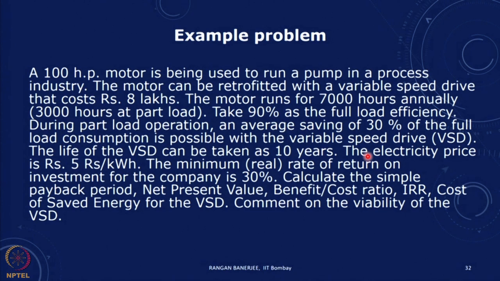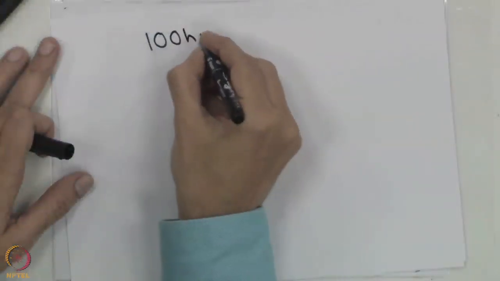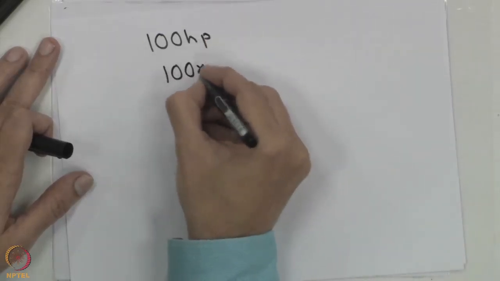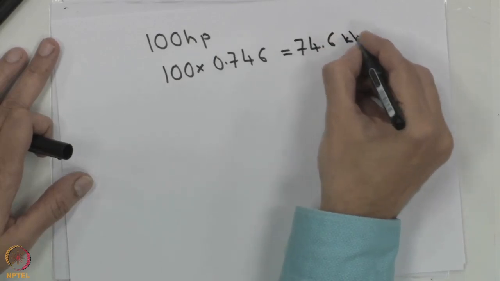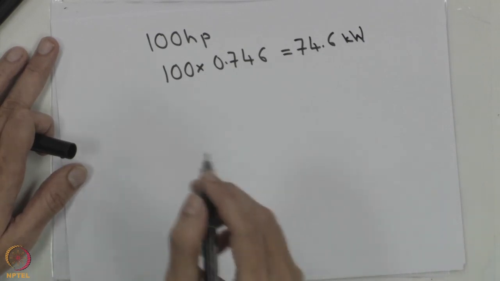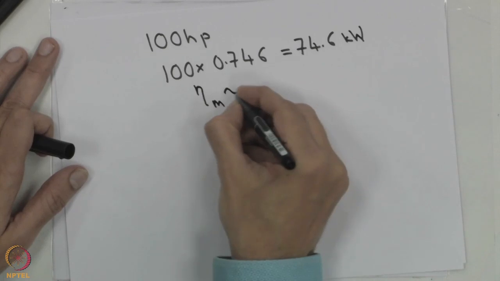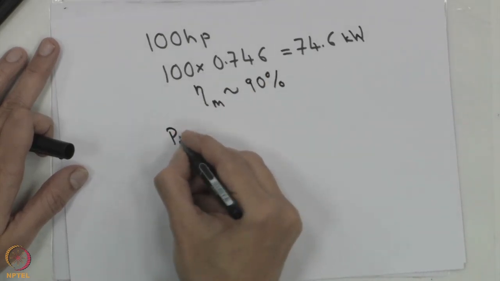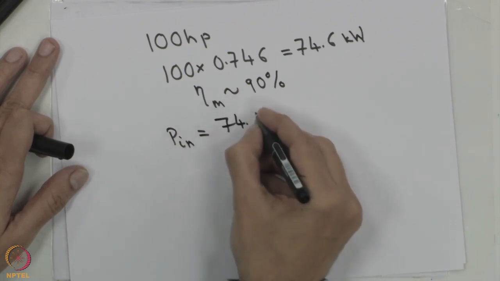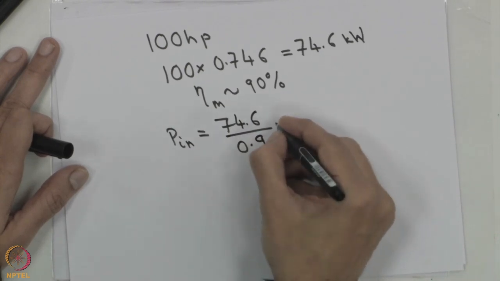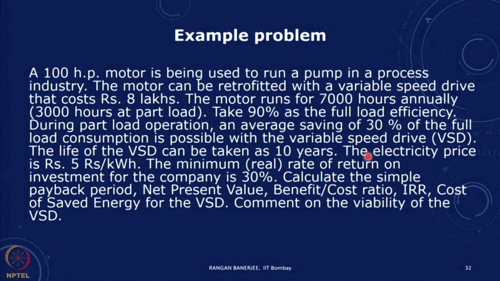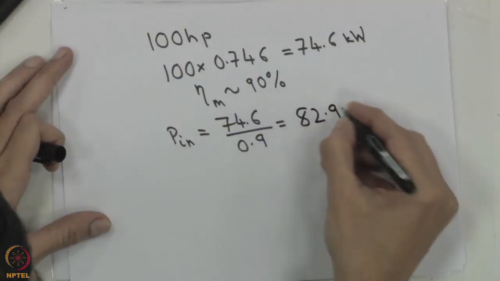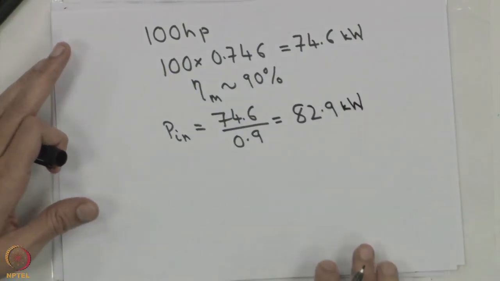And so let's start by looking at 100 horsepower. That will be 100 times 0.746, that is 74.6 kilowatt, the full load rating of the motor. The efficiency of the motor is 90%. So, the input power that is required at full load is 74.6 by 0.9, which comes out to be 82.9 kilowatt.